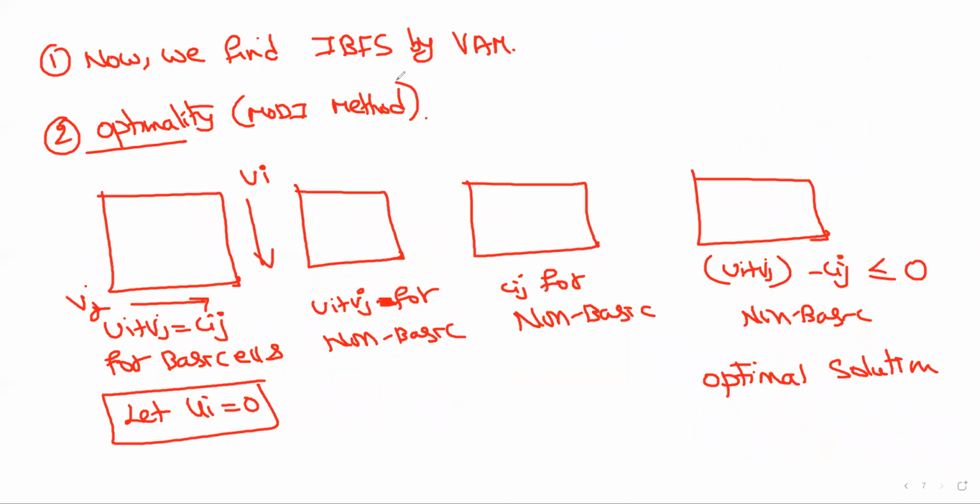First, we have to find the initial basic feasible solution by VAM. Next, the optimality test, the MODI method. In the MODI method, we have to find ui plus vj minus cij for non-basic cells. Before that, ui and vj we have to find separately for the basic cells and add them in the next table for non-basic cells, and cij for non-basic cells we already know. Do the subtraction, second table minus third table. We have to get all these values less than or equal to 0. Then I can say the answer which we got in the initial basic feasible solution by VAM is the optimal solution. So the transportation problem is over.